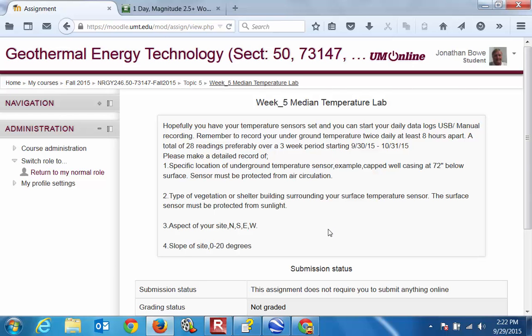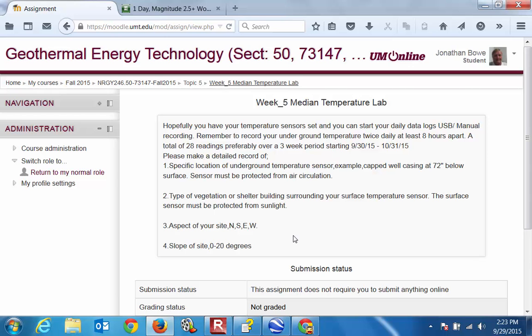Remember too that you need a sensor on the surface, and it's important that it's sheltered, that it doesn't have the sun shining on it, and that it's not getting rained on, so you don't have evaporative cooling. Record the type of vegetation or the shelter building surrounding your surface temperature sensor, and the specific location of the underground temperature sensor, for example, capped well. This is the data that you'd like to include in your experiment information section. And the surface sensor must be protected from sunlight.